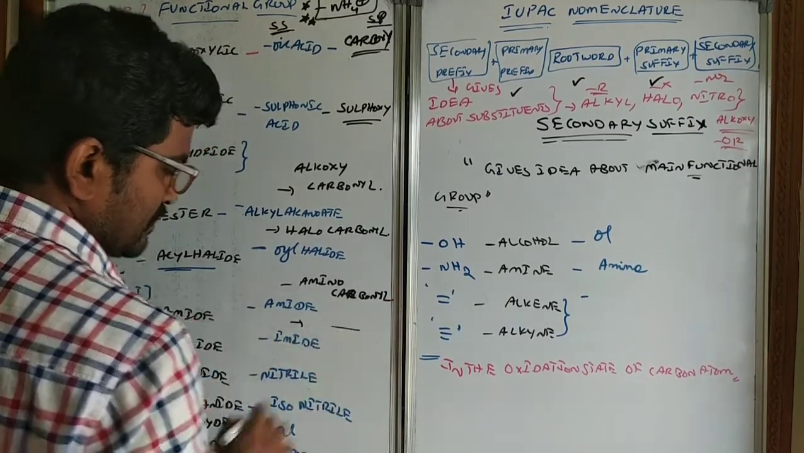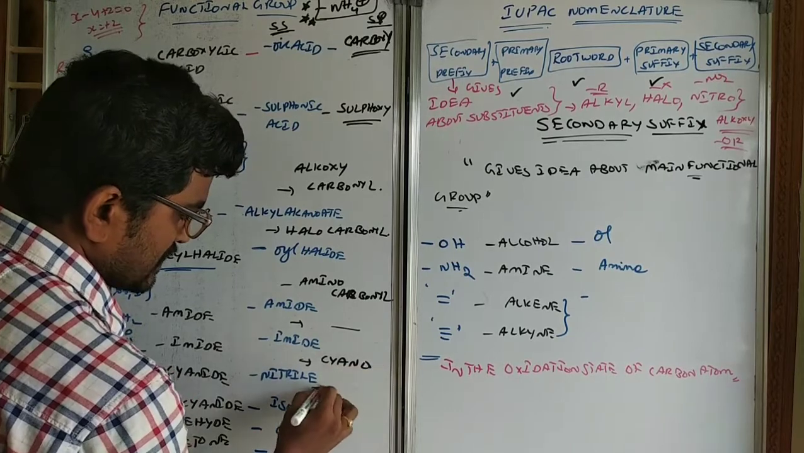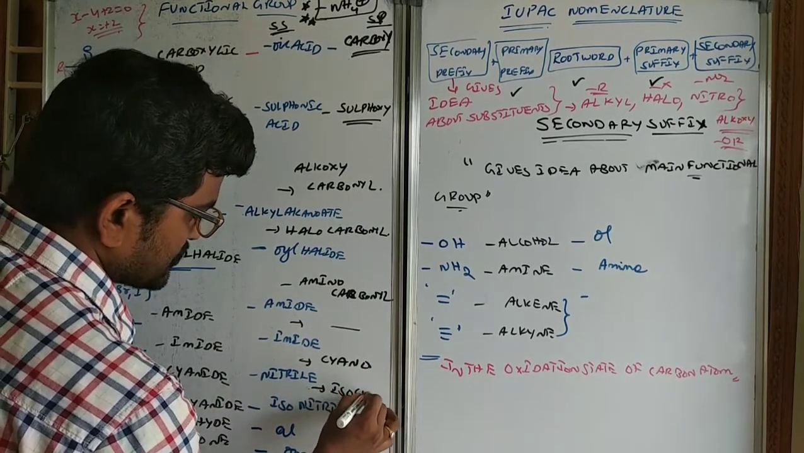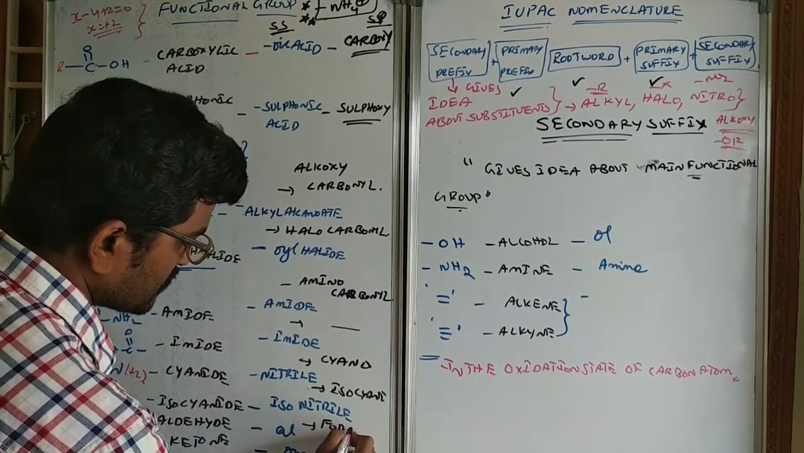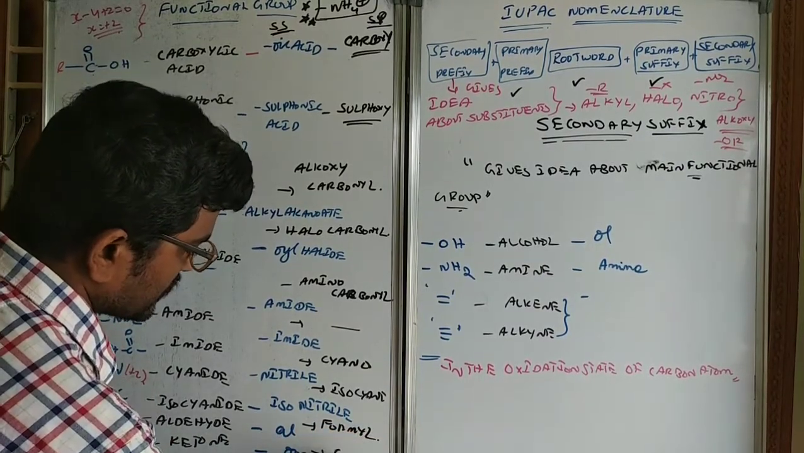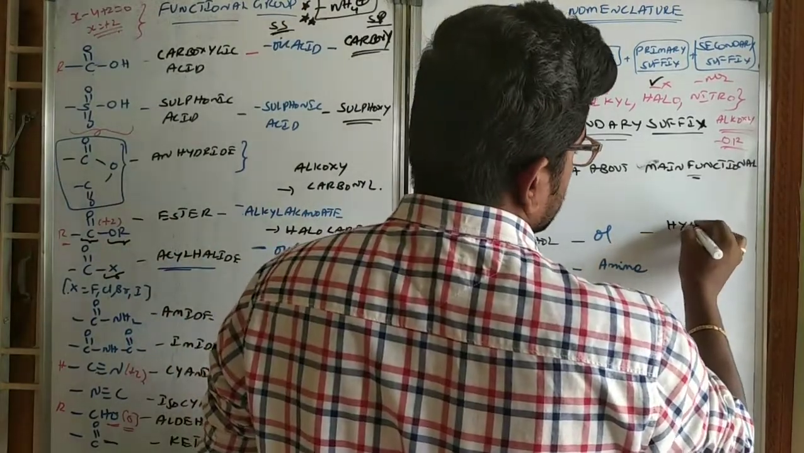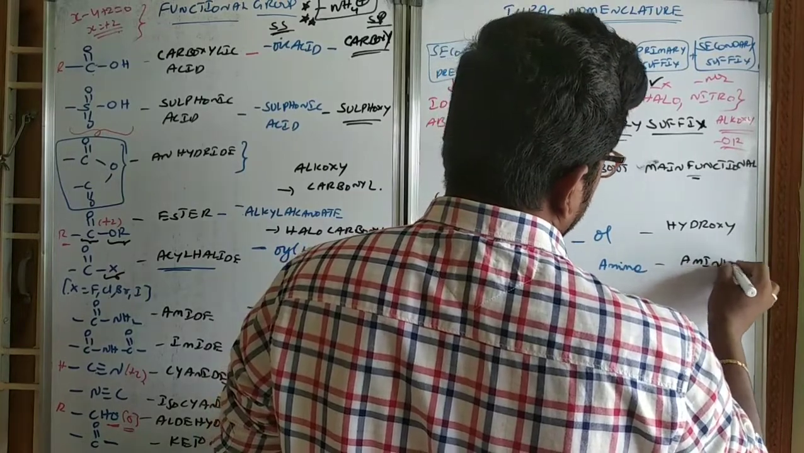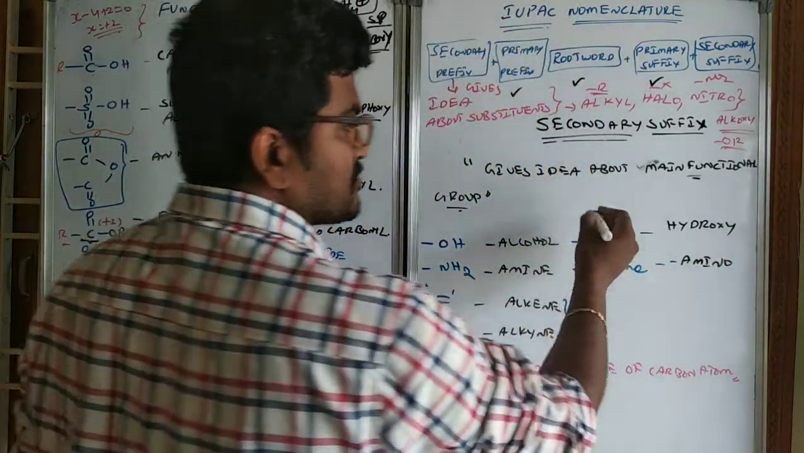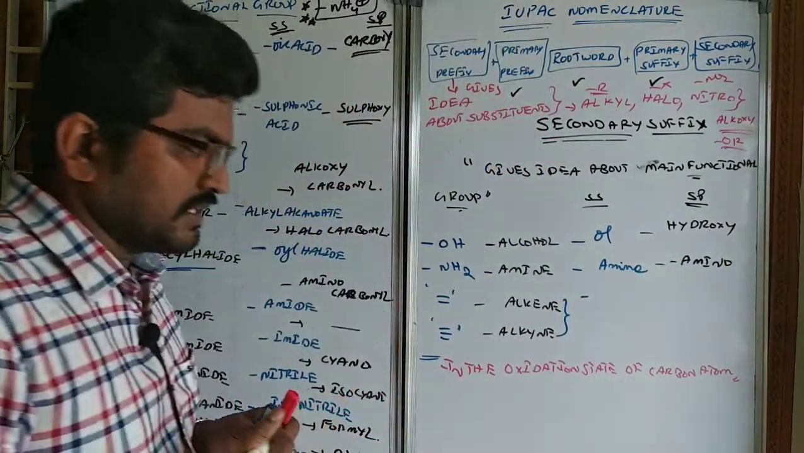Aminocarbonyl. Imide is there means nothing will come. Cyanide is there means we call it as cyano. This one will be isocyano will come. When aldehyde is there means we will use formyl. Keto is there means we will use oxo. Alcohol is there means we will use hydroxy. Amino is there means we will use amino. This one is secondary suffix and secondary prefix will come.